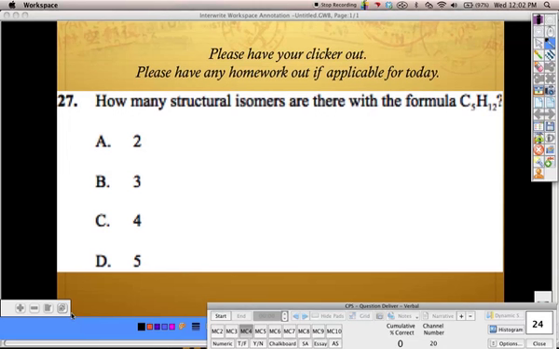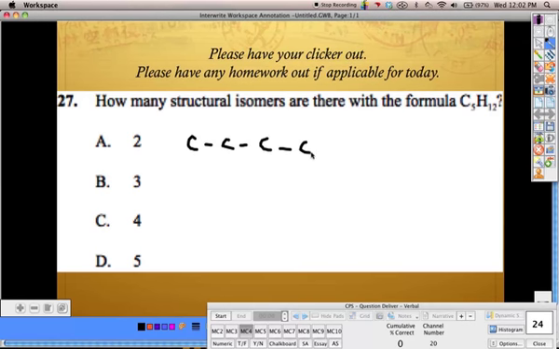About the name, all we need to do is start drawing it out. So I'm going to put 5 carbons in a row for the first one. And then I'm going to see if 12 hydrogens is the perfect number for what I have here, or if I'm going to have to do some double bonds.